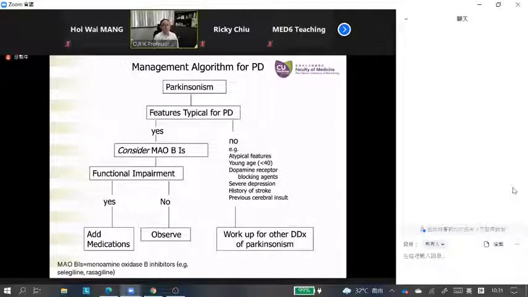If no, then we can still give selegiline. Selegiline or rasagiline has some symptomatic effects. Say 10, 15 or 20%, it will reduce the Parkinsonian signs of tremor, rigidity, bradykinesia, but it's not dramatic. Okay. Anyway, so we can observe, we can do nothing. If it doesn't affect the function, it's okay.